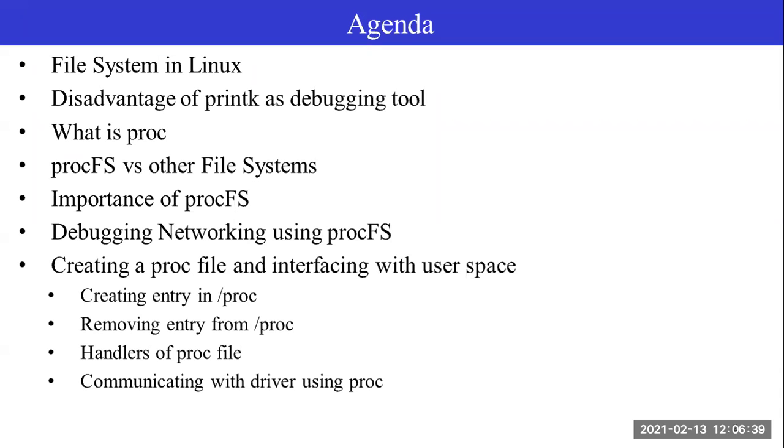Before going into details of this proc and how to use it in debugging networking issues, let us first check what a file system is and what the difference is between proc and other file systems. And there is another tool commonly used in debugging, Printk. So what are the disadvantages of Printk and how are they solved by proc?